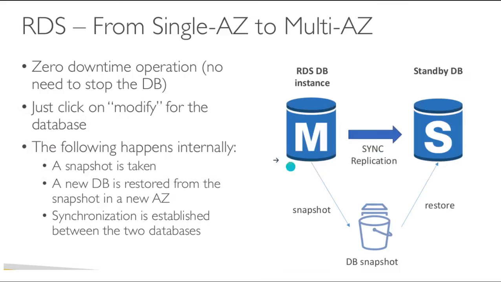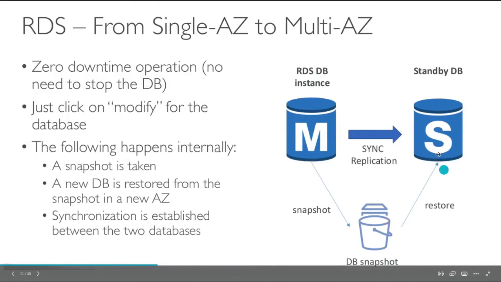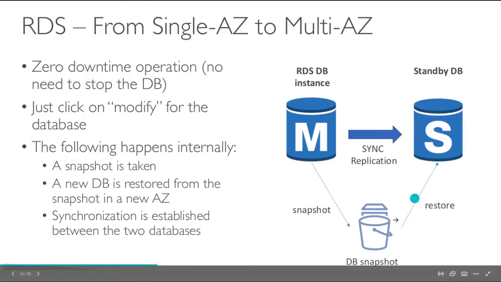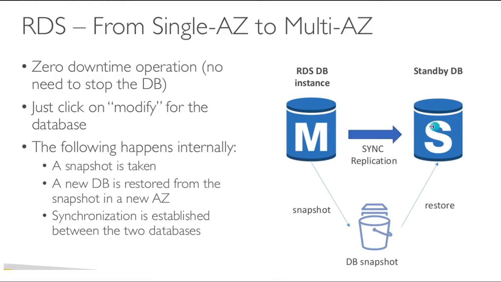So let's see what Multi-AZ is. Multi-AZ is used whenever you want to have disaster recovery. You can create a Multi-AZ deployment by creating a snapshot and then restoring the snapshot in a different AZ. Following things will happen: a snapshot will be taken, a new database is restored from the snapshot in a new AZ, and synchronization is going to be established between the two databases, which means whenever someone writes to this database, it will automatically be replicated to this one, standby. Okay.